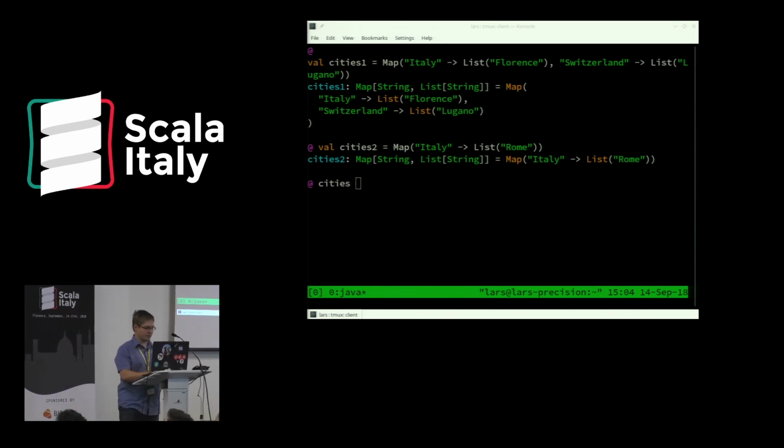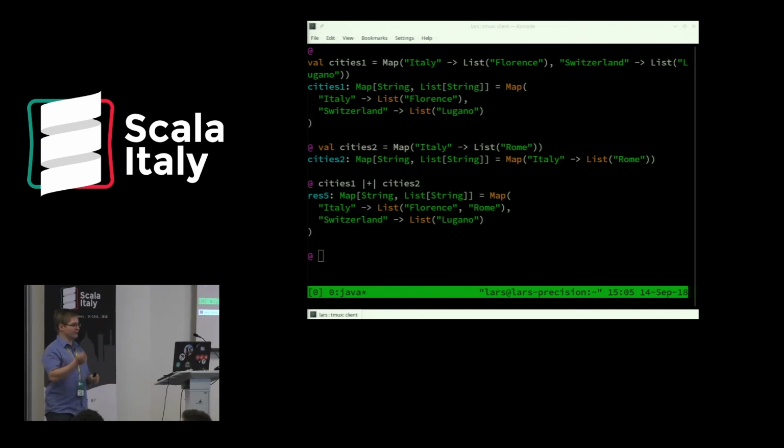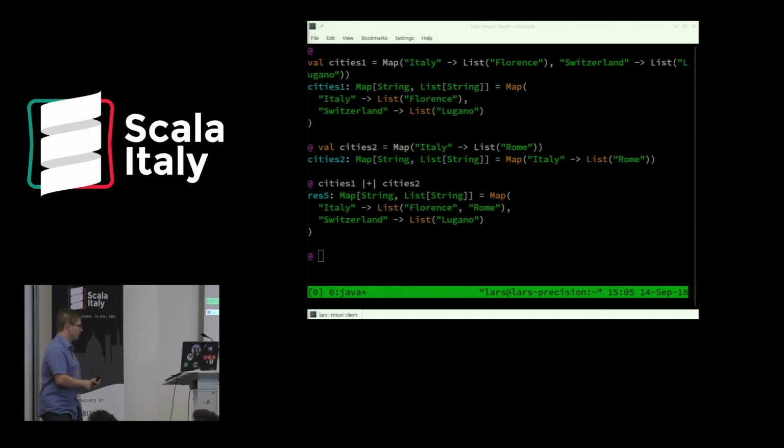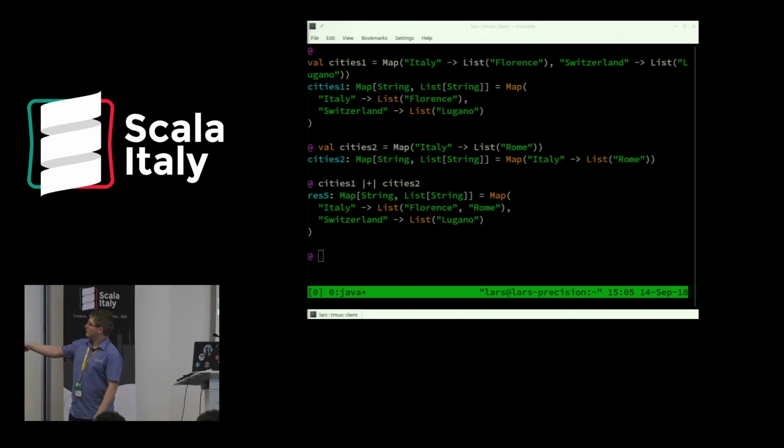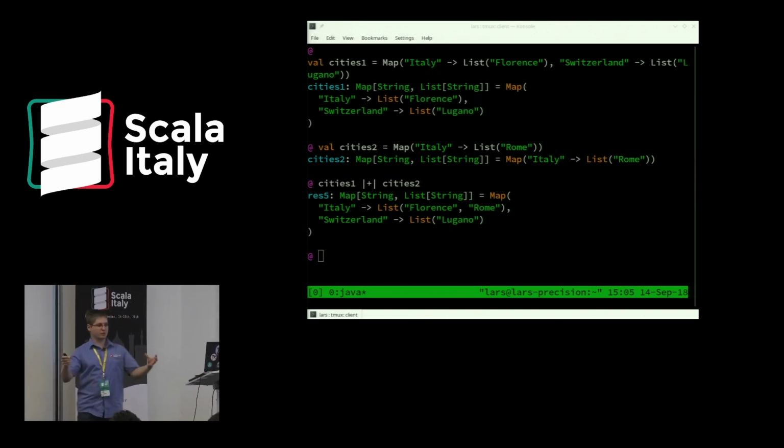So in Spire, you can just write this. And you will get this combined map. And it's sort of what you would expect, right? You still have 2 keys, Italy and Switzerland. Both of these keys were present before. But you had Florence from up there and Rome from down there, so these are now together.